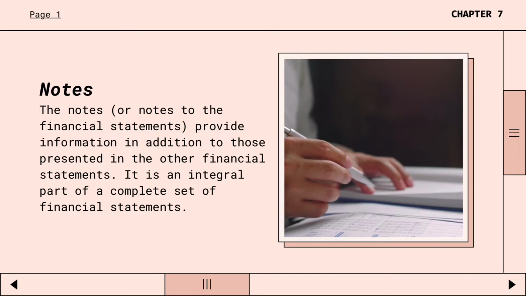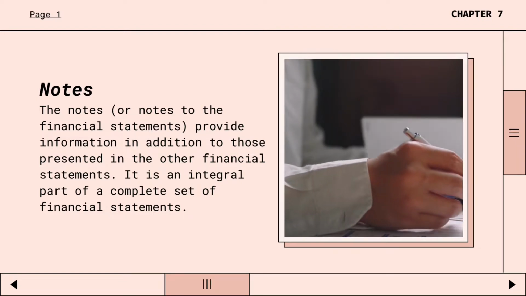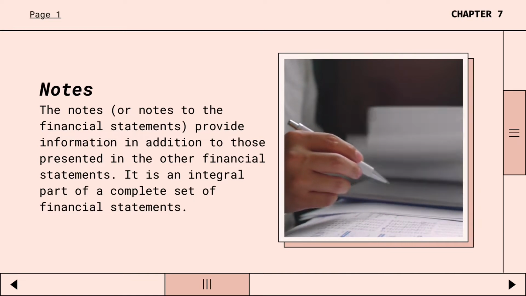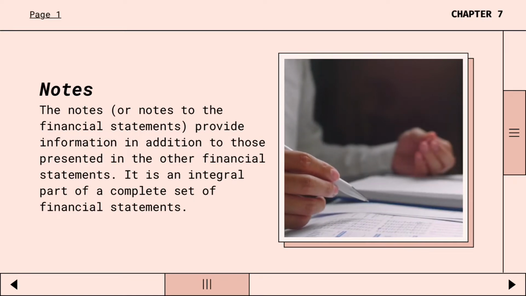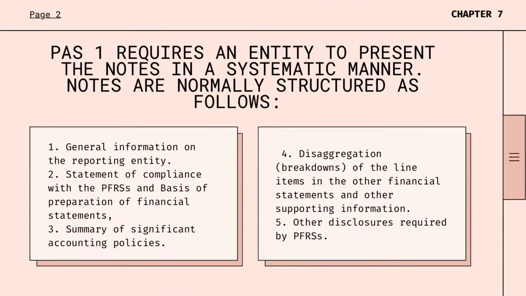The notes are used to explain the assumptions used to prepare the numbers in the financial statements as well as the accounting policies adopted by the company. All the other financial statements are intended to be read in conjunction with the others.